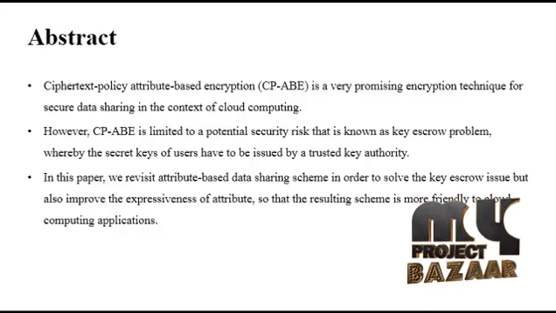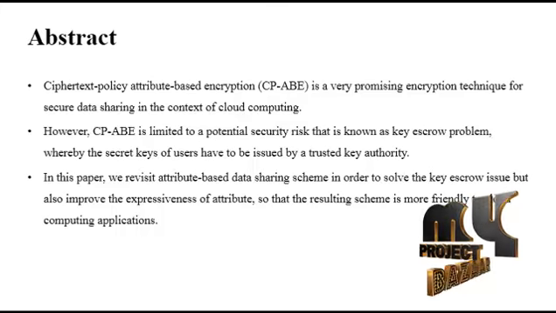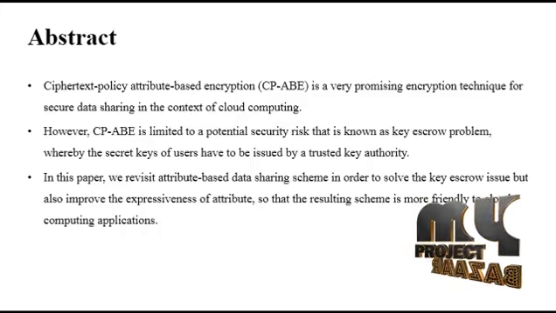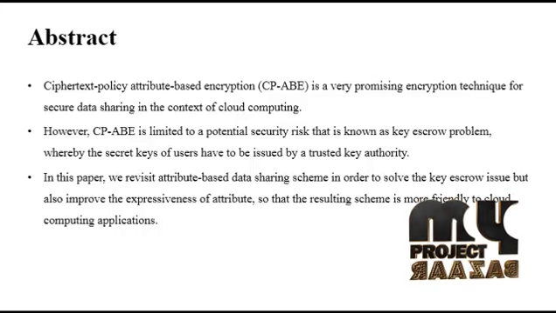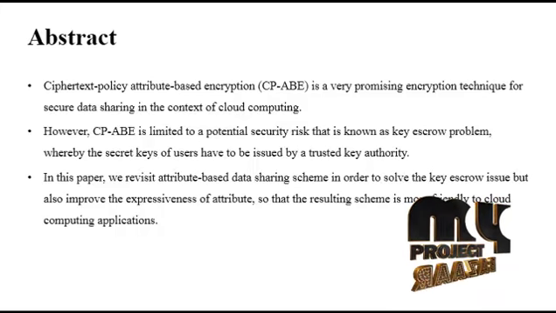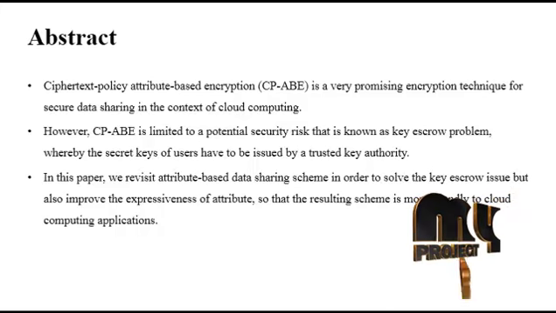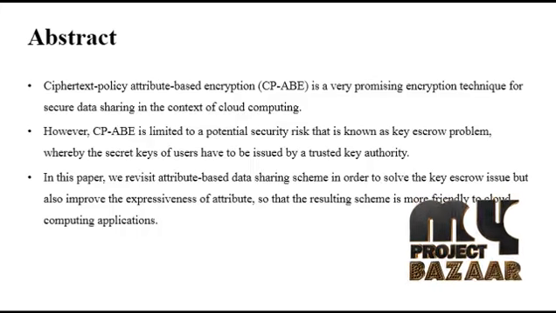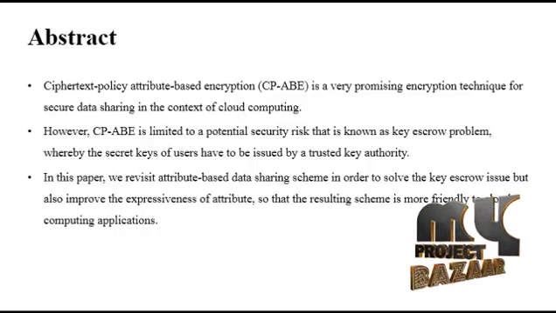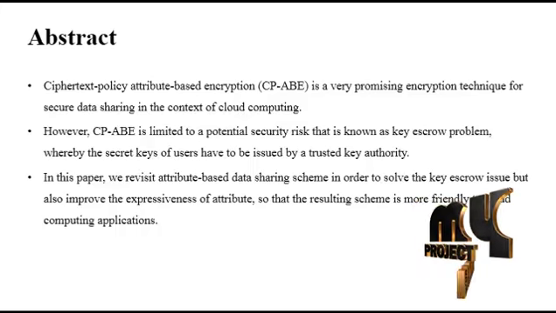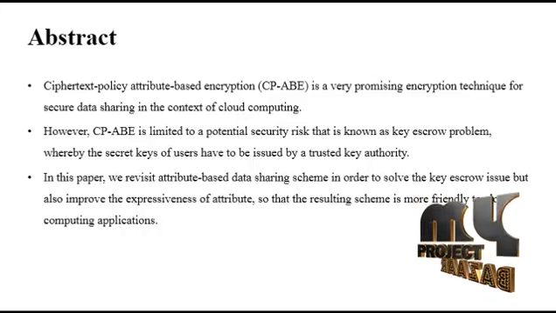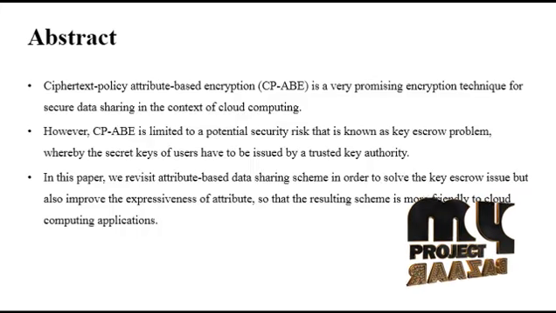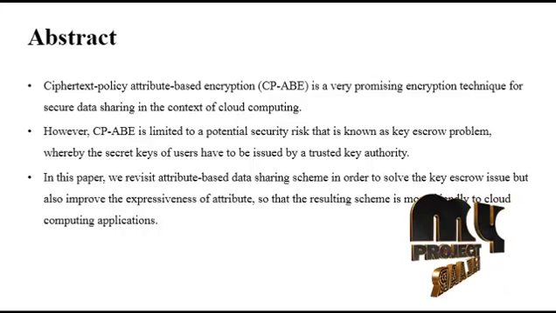However, ciphertext policy attribute based encryption is limited by a potential security risk known as the key escrow problem, whereby the secret key of the user has to be issued by a trusted key authority. In this paper, we revisit the attribute based data sharing scheme in order to solve the key escrow issue, but also improve the expressiveness of attributes so that the resulting scheme is more friendly to cloud computing applications. The key escrow problem is overcome because the key will be generated based on the user attribute techniques.